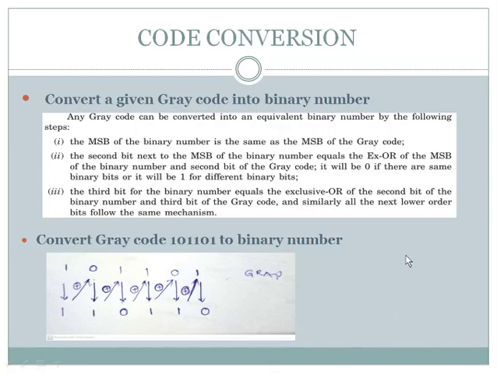So we'll see an example here. We have taken an example of how to convert the Gray code 101101 to binary. Here we are given a Gray code, 101101, and this must be converted to binary.